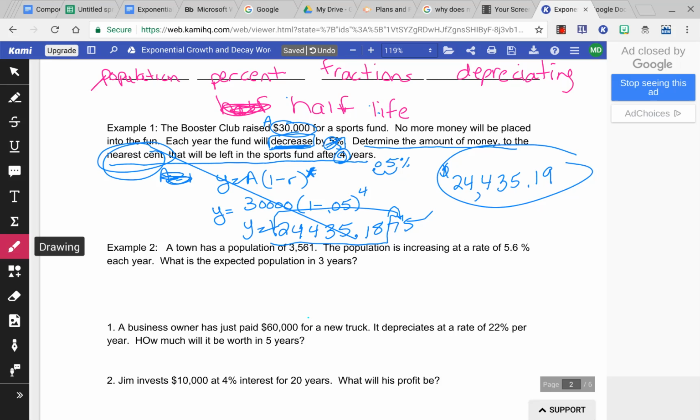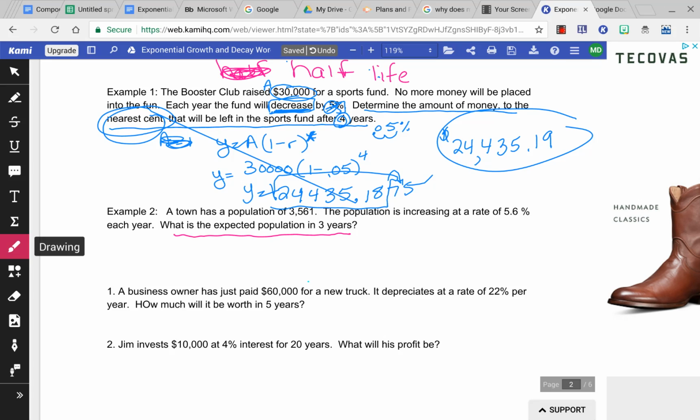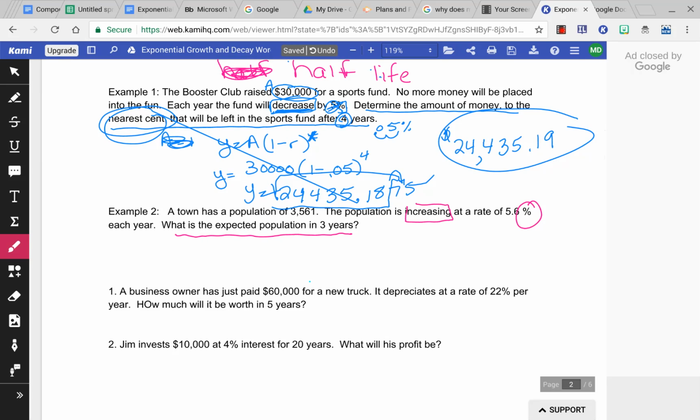Okay, so now let's work on number 2. In problem number 2, we need to make sure that we follow Q-tips, so we're going to underline the question. So what is the expected population in 3 years? Now we notice that we've got a percent, so most likely, because we have a percent, we are going to be doing exponential growth or decay. Because of the word increasing, it's going to be growth. So I'm going to do y equals a(1 + r). The last one was minus because it was decreasing, but now it's increasing, so I'll do 1 plus r.